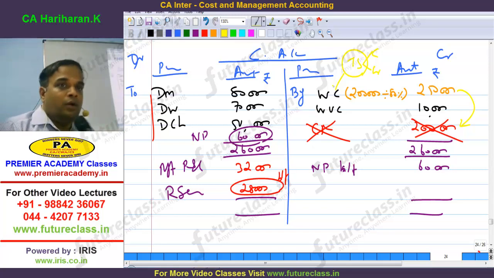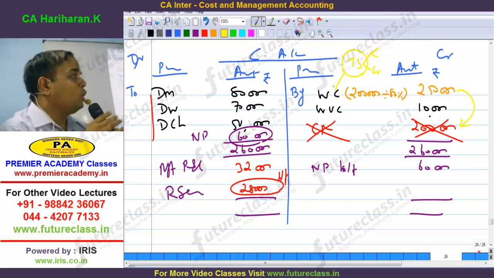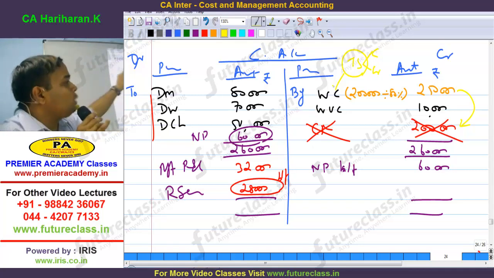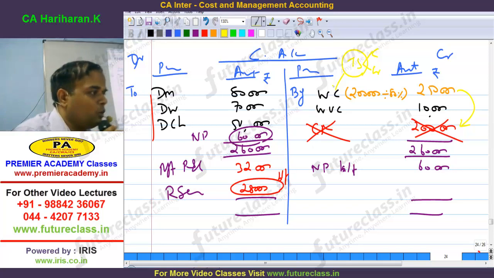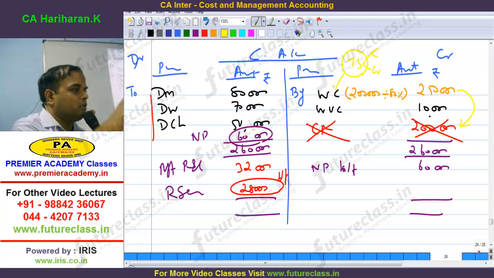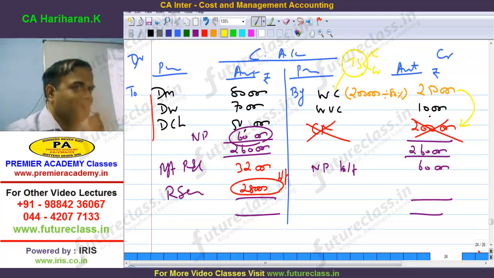Next. Few students used to ask, in the regular class, the first time they hear it, sir, work certified is credit, then work uncertified should be debit, no? Logically it sounds good, it seems fine. But work certified credit, work uncertified is not correct. Abnormal loss, normal loss, where do they go? They go to the same side. Clear?